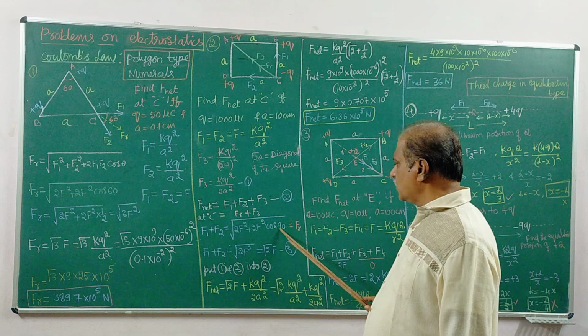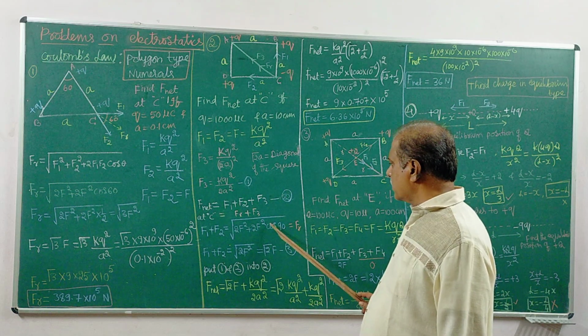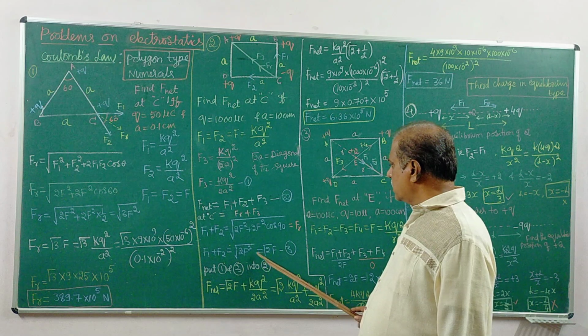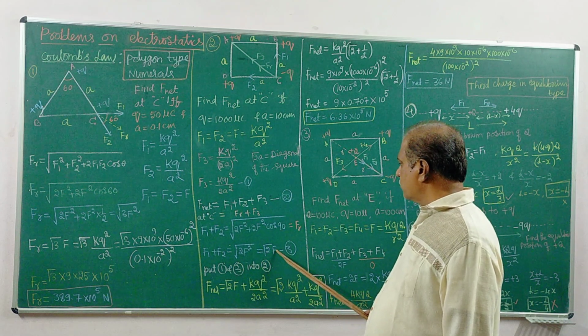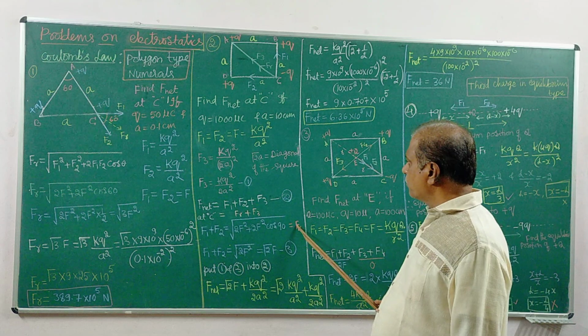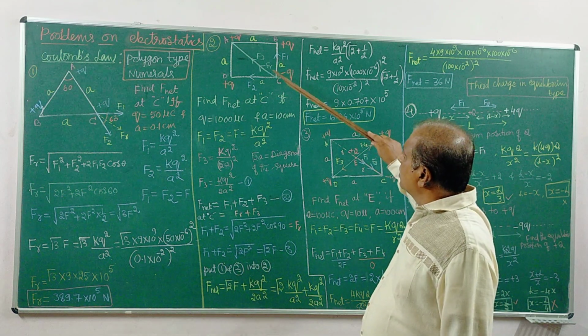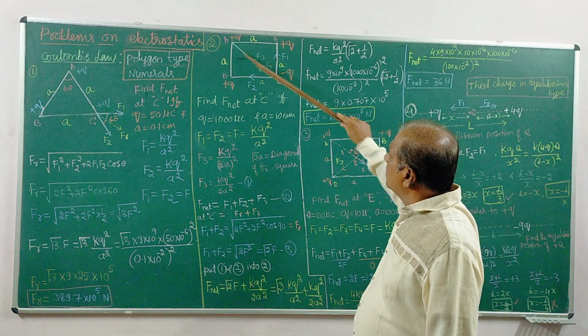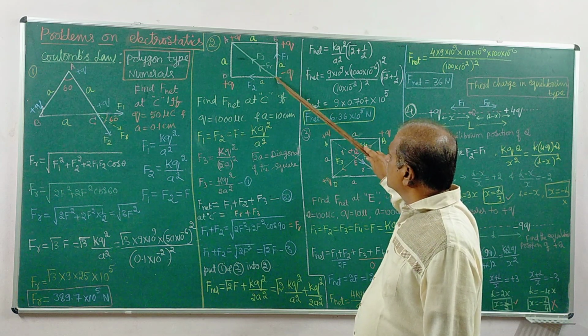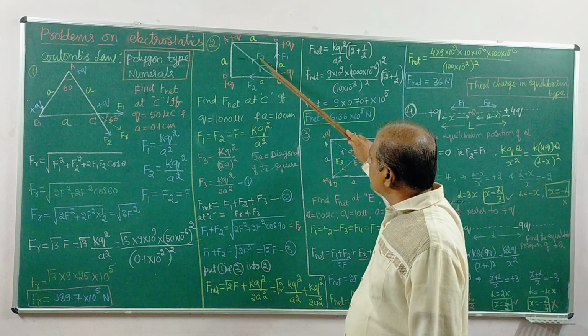Cos 90 is 0. This becomes 0. In the second term, only 2F square remains. So it is 2F square, which means root 2 F. That is F4. F4 is equal to root 2 F. What is F4? F4 is along the same line. The resultant of these two is along the same direction as F3.